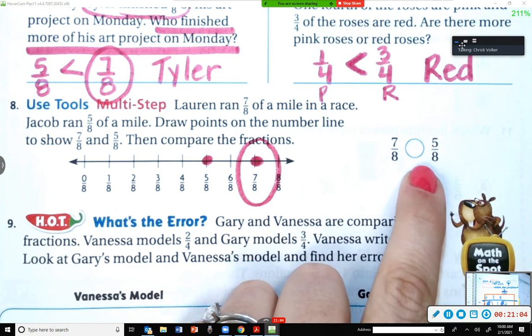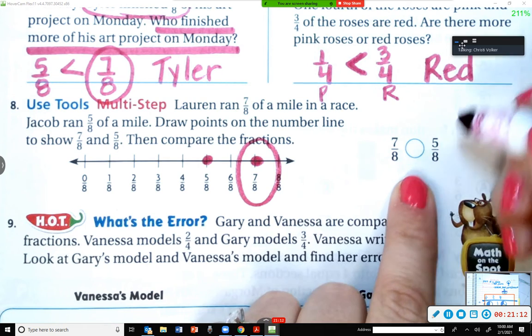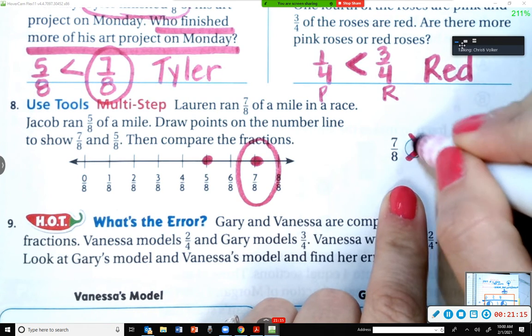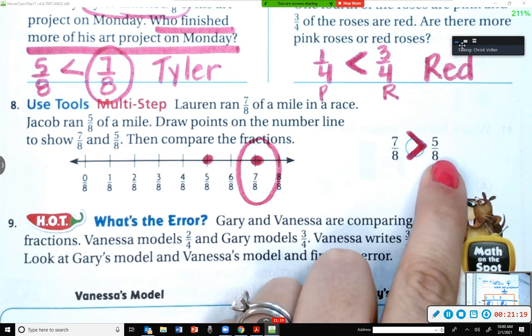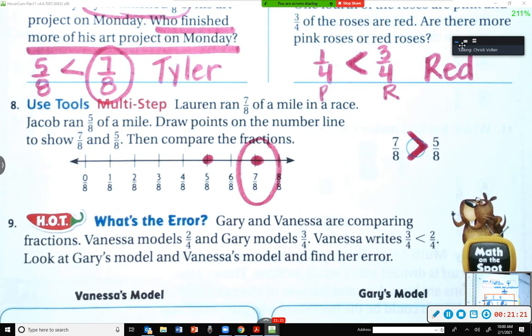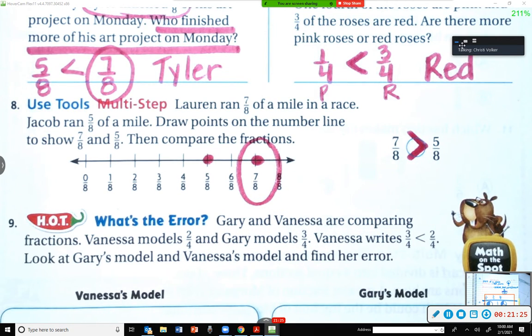Okay, so if I go over here, which way should my symbol go? Okay, good. I see your hands. This way. The mouth wants to be open towards the bigger fraction. 7 is greater than 5. So 7/8 is greater than 5/8.